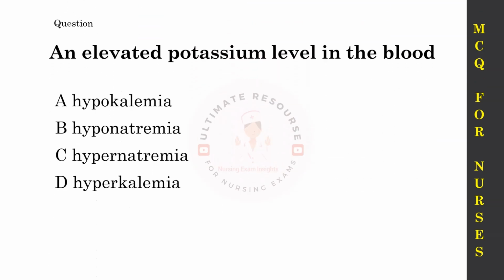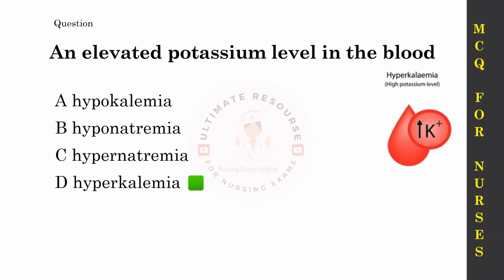Elevated potassium level in the blood. Options are A. Hypokalemia, B. Hyponatremia, C. Hypernatremia, D. Hyperkalemia. The answer is D. Hyperkalemia.